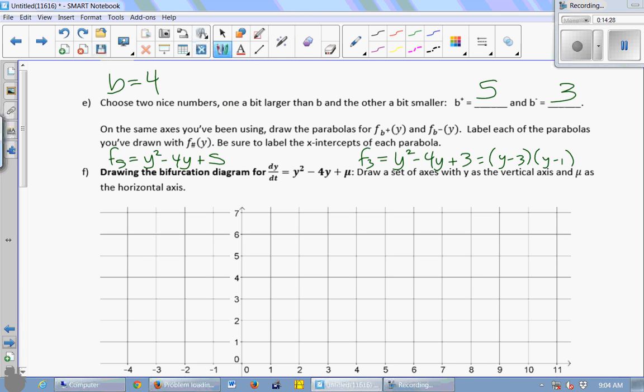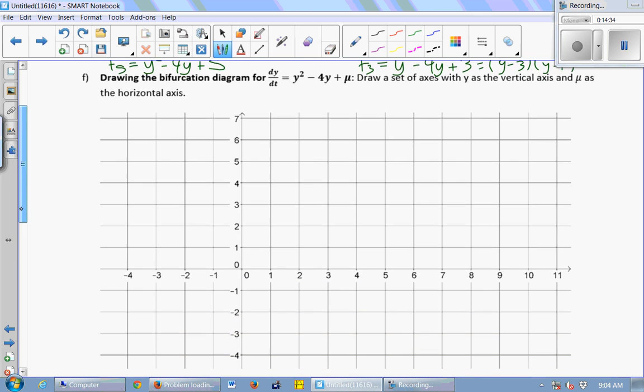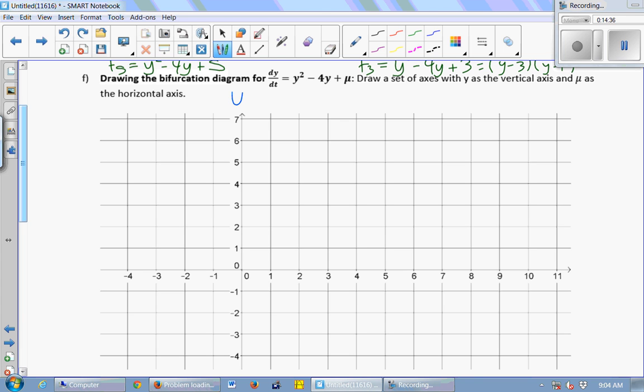All right, drawing the bifurcation diagram. First you draw a set of axes, and we're going to label y the vertical axis, and mu the horizontal axis. For each value of mu, I'm going to draw a phase line on this set of axes.